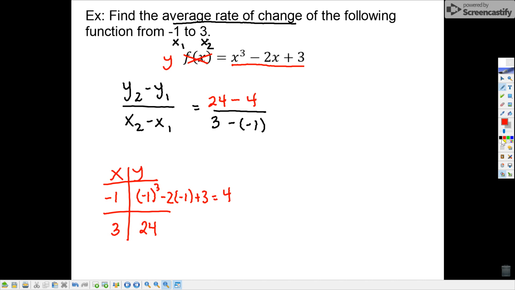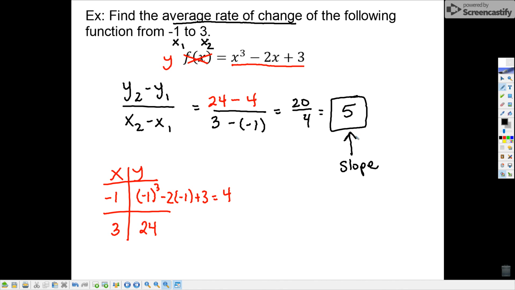And then I just need to simplify this expression. So 24 minus 4 is 20. 3 minus -1 is 4. You get an average rate of change of 5. So the slope of the secant line, so the line passing through the coordinates at -1 and 3, is +5.